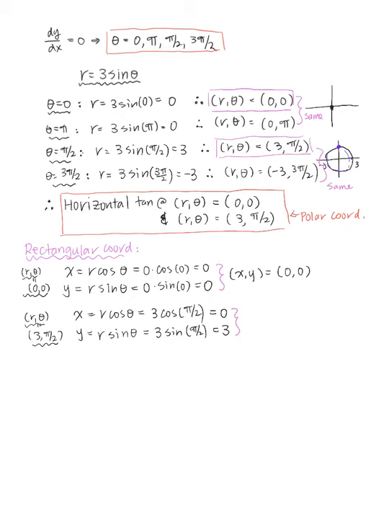Therefore, what we're going to get is x comma y is 0 comma 3. So let me just box this.